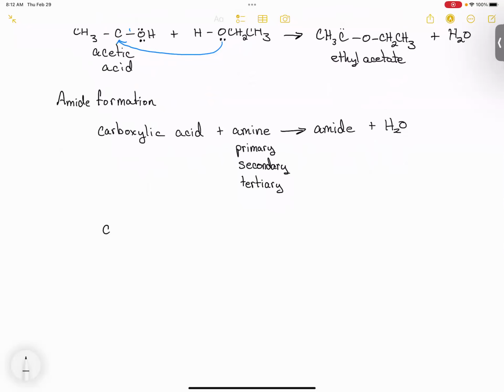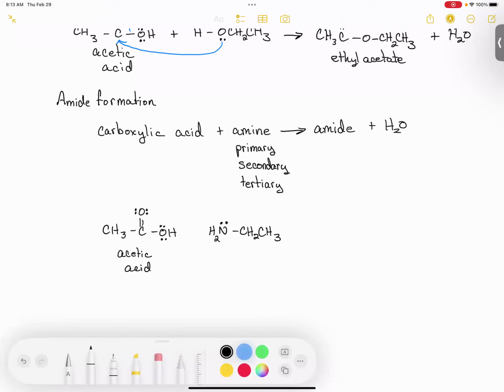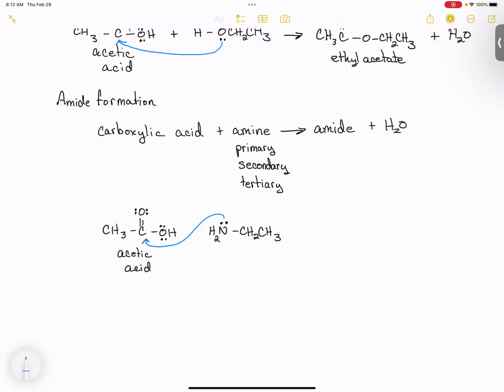So let's take something simple again. Let's start with acetic acid, and let's react that acetic acid with ethylamine. Again, you have to realize that just like oxygen, even though it's not shown, that nitrogen has a lone pair. And so what occurs is the lone pair on the nitrogen attacks at that carbonyl carbon. It will initially break the carbonyl double bond, but that carbonyl double bond will reform, ultimately kicking off the hydroxide group.